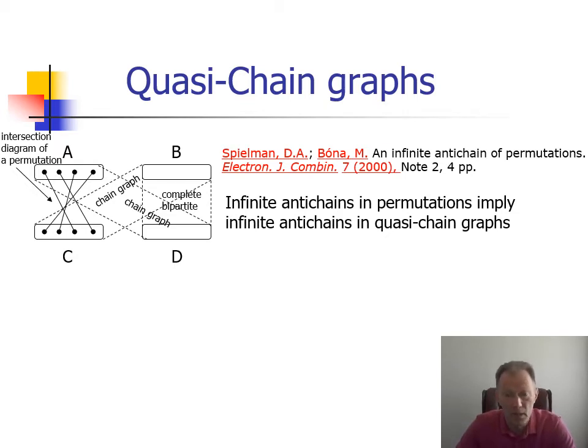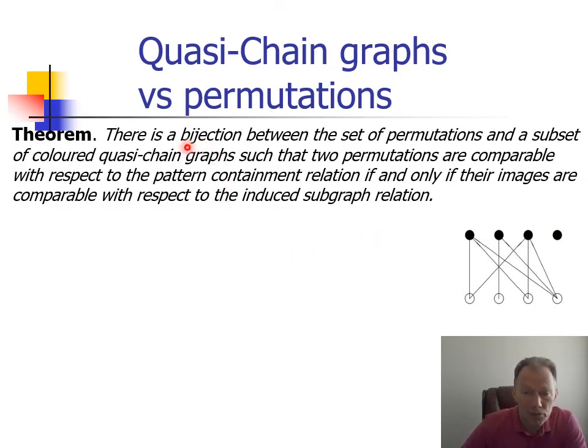In the new paper, the paper I'm presenting now, we elaborated on this topic and established a bijection between the set of all permutations and a subset of colored quasi-chain graphs, such that two permutations are comparable with respect to the pattern containment relation if and only if their images, quasi-chain graphs, are comparable with respect to the induced subgraph relation. By a colored bipartite graph, I mean a bipartite graph which is given together with a bipartition of its vertex set into two independent sets, say of black and white vertices. And when we talk about the induced subgraph relation of colored bipartite graphs, we assume that this relation respects the colors.